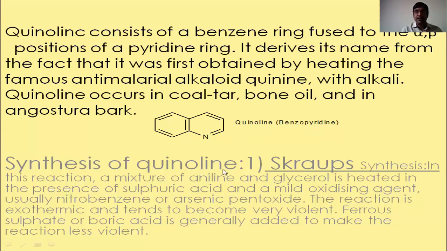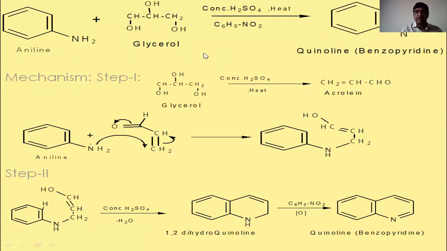Synthesis of quinoline from the Skraup quinoline synthesis. In this reaction, a mixture of aniline and glycerol is heated in the presence of sulfuric acid and nitrobenzene. The reaction is exothermic and tends to become very violent. Ferrous sulfate or boric acid is added to moderate the reaction. This is the aniline, and this is the total overall reaction of the Skraup quinoline synthesis.